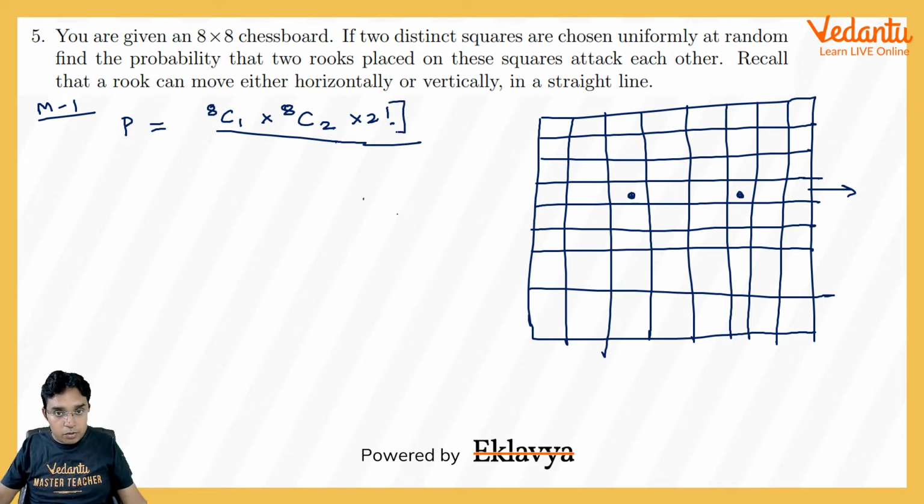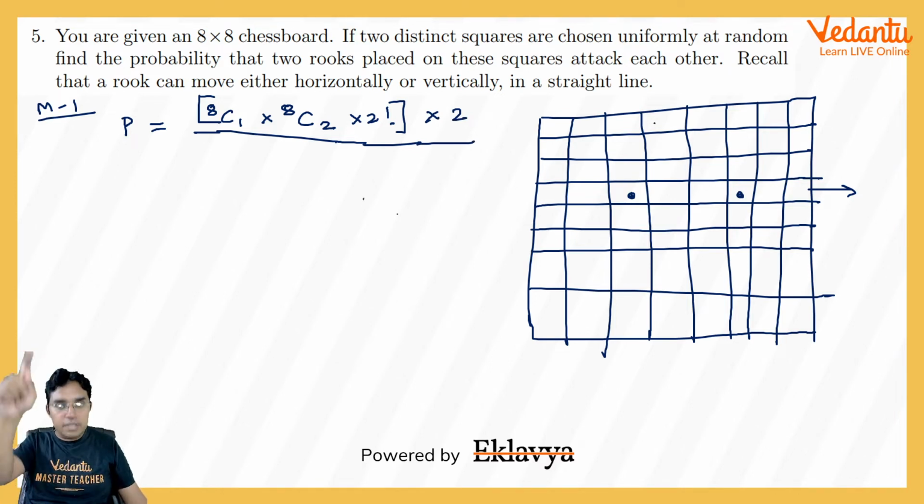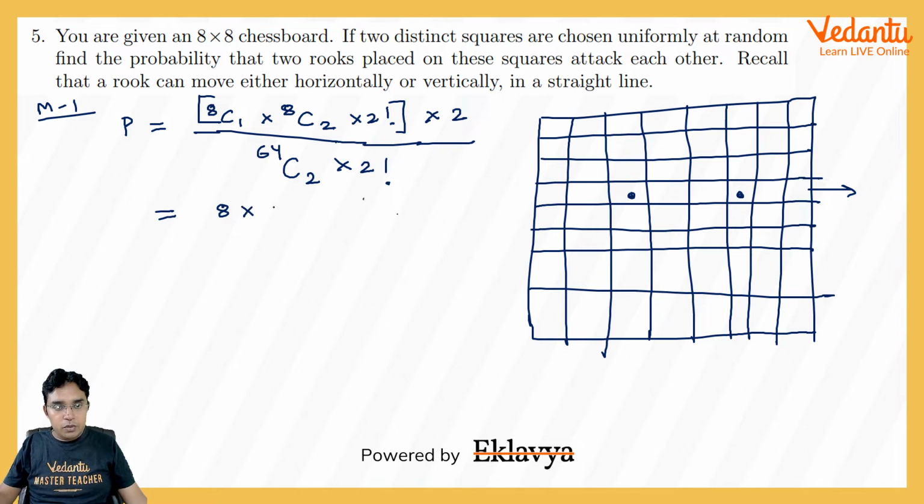One more thing, this was only for the row. The same thing can be repeated for the vertical also, so into 2 will also be done if you want to find 2 boxes in that vertical column. Now what will be the total number of ways? I think there are 64 boxes and we want 2 to be chosen from them, and into 2 factorial. Okay, so that is what we need to solve. So 8C1 is 8, 8C2 is I think 28, into 2 into 2, 64C2 is 64 into 63 divided by 2 here into 2 factorial.